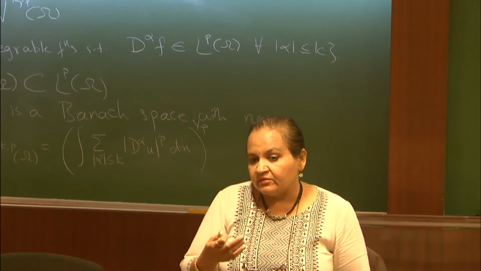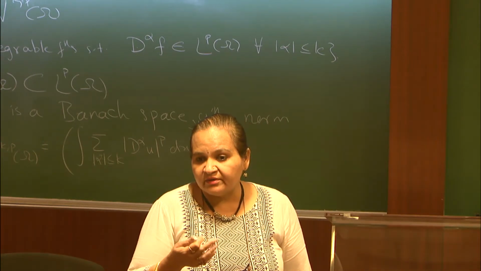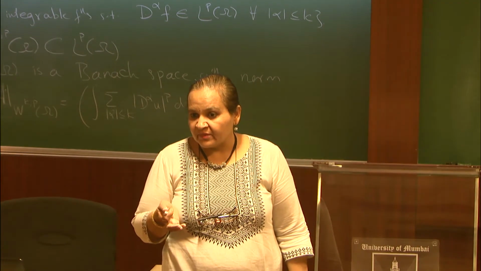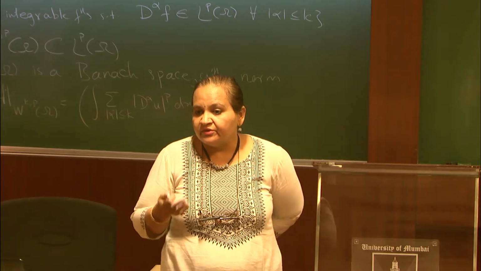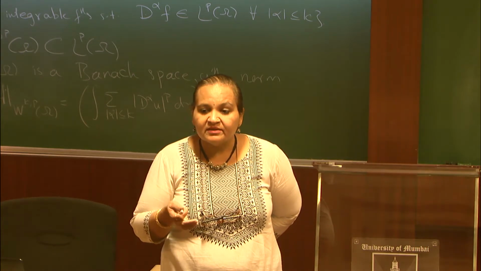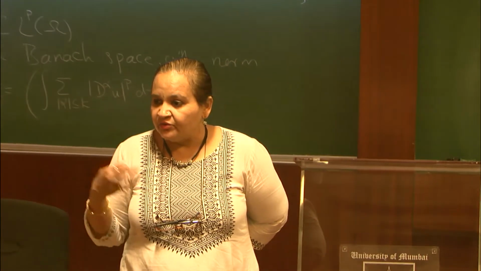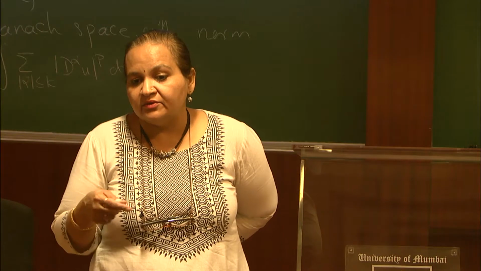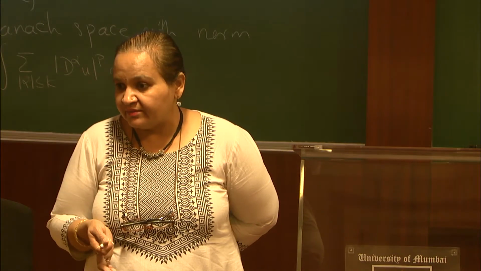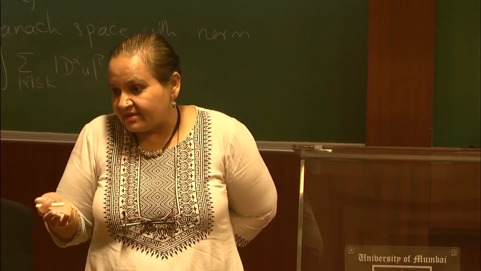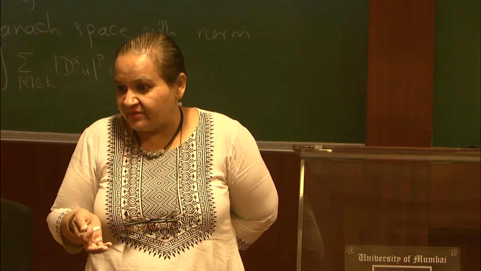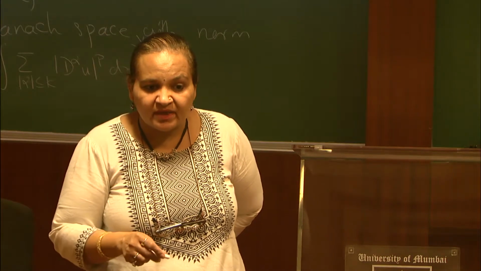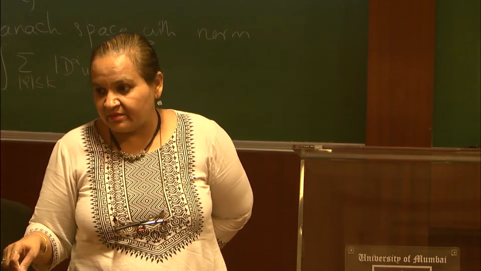Here, remember what has happened is I want u to satisfy the Dirichlet condition. And if I'm only going to assume u is L1 or L2 or Lp, what do I mean by u is equal to 0 on the boundary? It's something which is defined almost everywhere. Unless a function is continuous, you will never be able to write u(x) is equal to something.